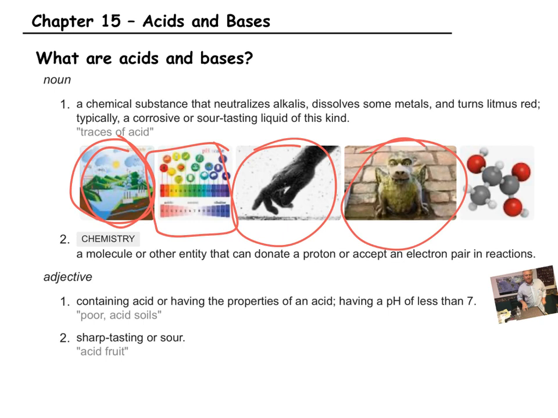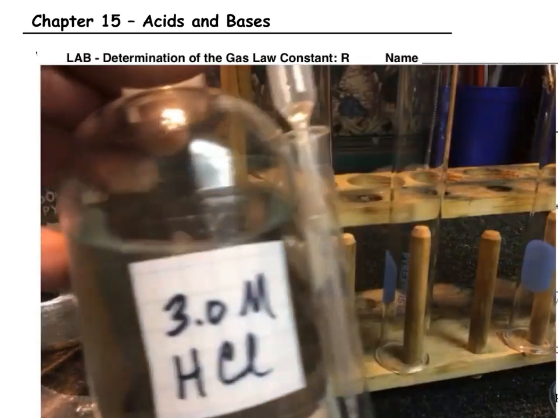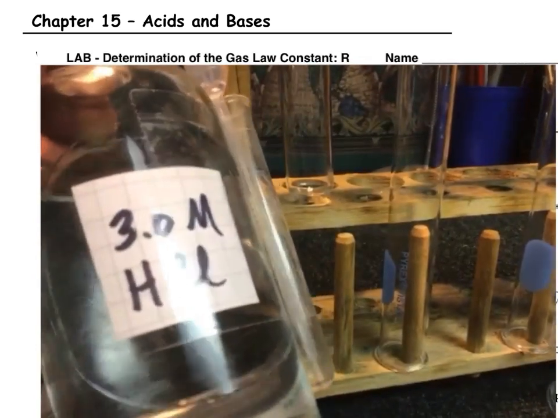Now, if you remember back when we did the lab called determination of R, we actually did a reaction where magnesium metal reacted with hydrochloric acid. Let's watch that one more time. Hydrochloric acid is a strong acid. We'll learn more about that later in this year.